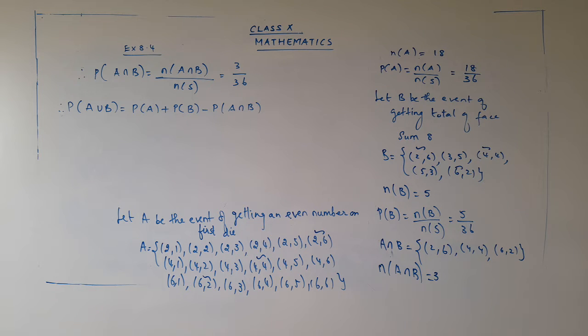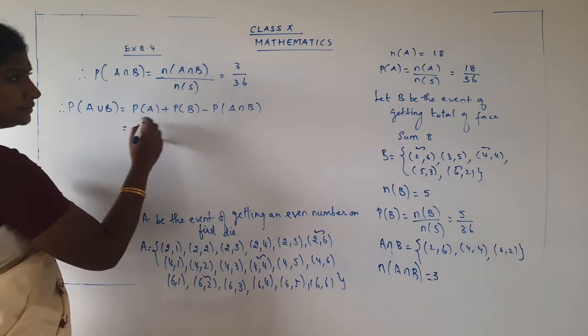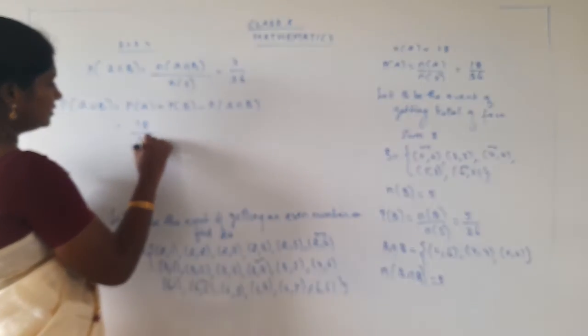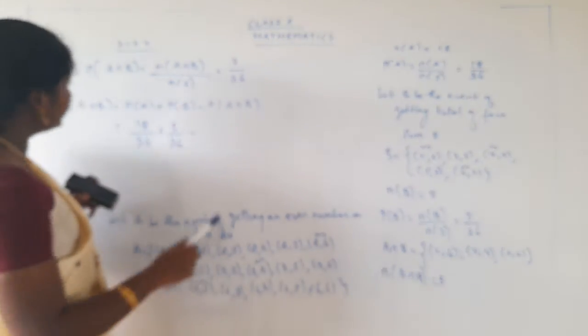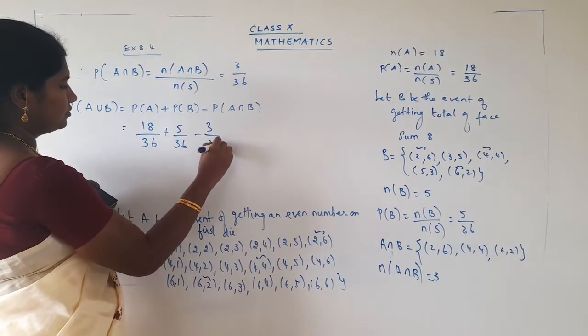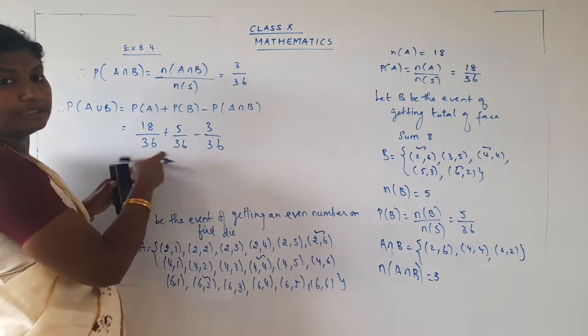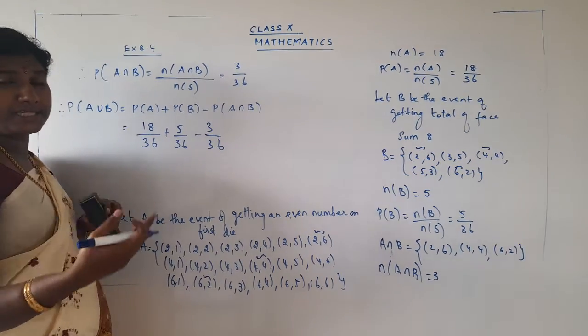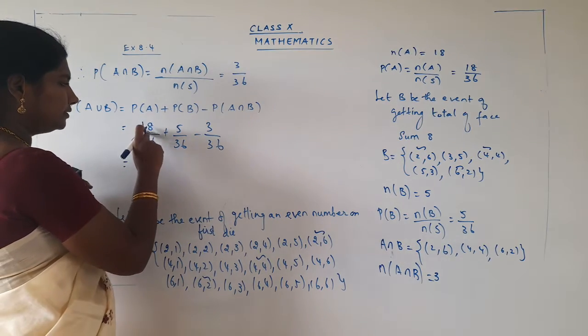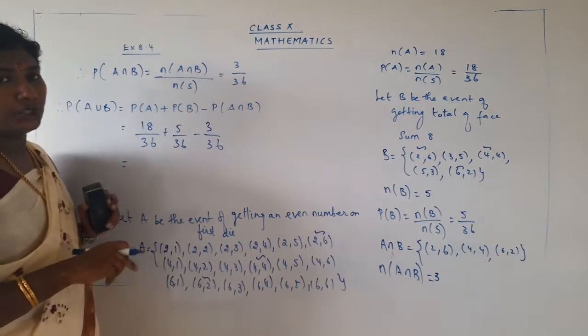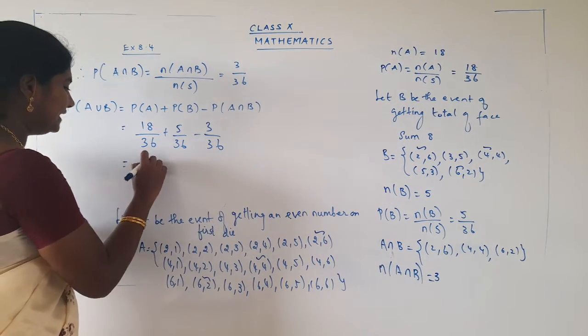Okay, so now we know the value for P of A, we know the value for P of B, and also we know the value for P of A intersection B. So we are just going to substitute all the values and simplify it. So what is P of A? 18 upon 36. P of B, 5 upon 36, and A intersection B is 3 upon 36. So that's why I have not simplified, because we are getting all the denominators common. If you simplify that, again we have to make the LCM and do this step. So here just keep the denominators same so that the calculation will be easier. So 18 plus 5, 23 minus 3, 20 upon 36.